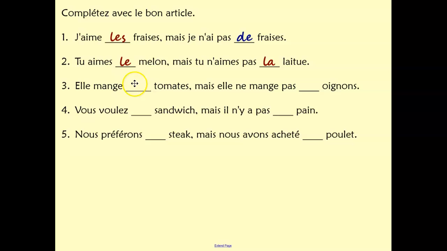Numéro 3, elle mange des tomates, mais elle ne mange pas d'oignons. She eats tomatoes, but she does not eat onions. So this is an action verb. We're going to use des because tomate is plural. This is also an action verb, and oignon is also plural, but because it's negative, des would change to de, and de is going to become d' apostrophe because of the vowel following.